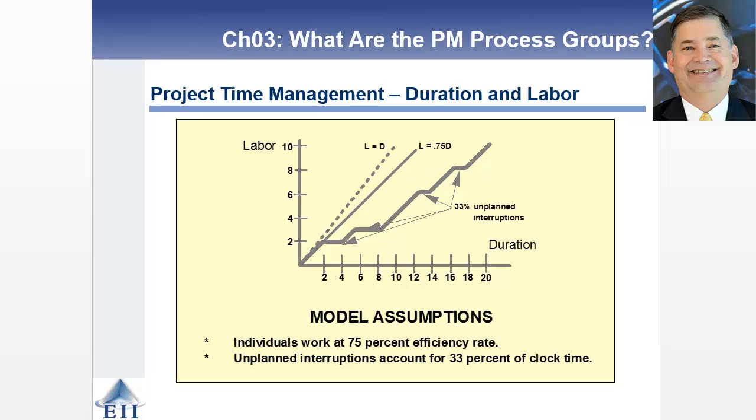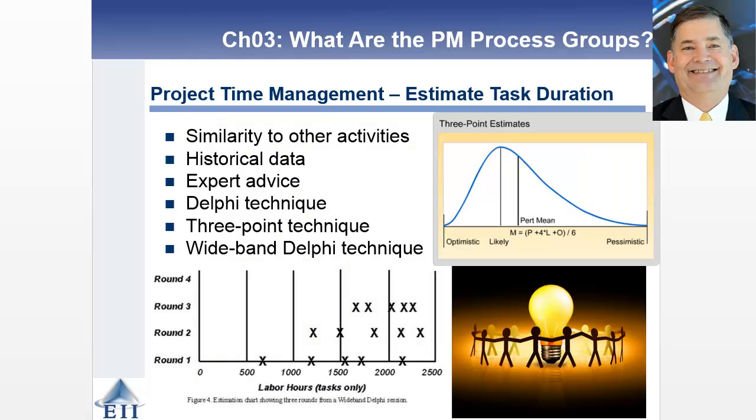All right, well, very good. This brings me to the last slide on time management. And what we're doing here is we're looking at 6 different approaches for estimating a task duration. And again, we'll spend more time on this later, but at a broad level, you can look at it and as a project manager go, well, this is similar to other activities and this is my judgment. You can use historical data, expert advice, and then there are kind of 3 calculations. There's a Delphi technique, a 3-point technique, and a wideband Delphi technique.